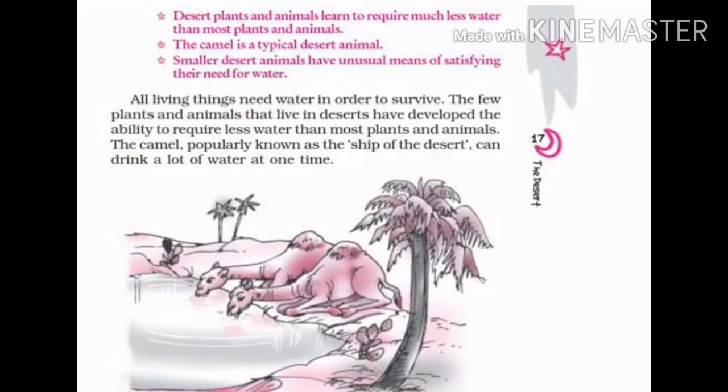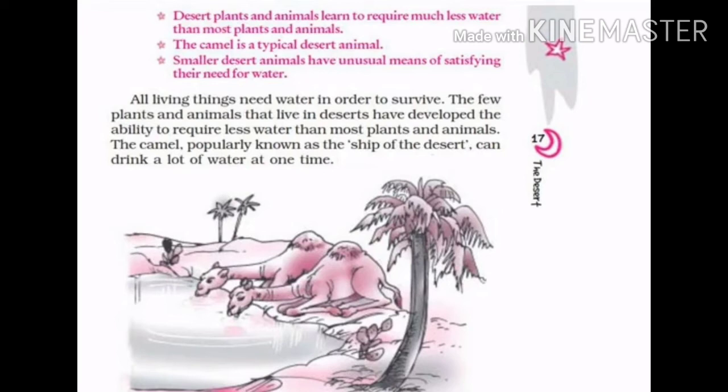Let's read the paragraph first, children. All living things need water in order to survive. The few plants and animals that live in deserts have developed the ability to require less water than most plants and animals. The camel, popularly known as the ship of the desert, can drink a lot of water at one time.